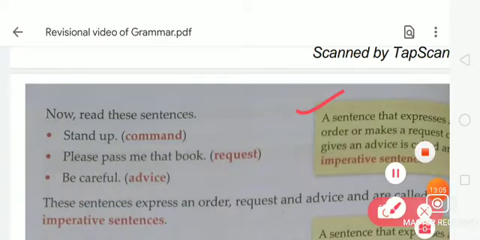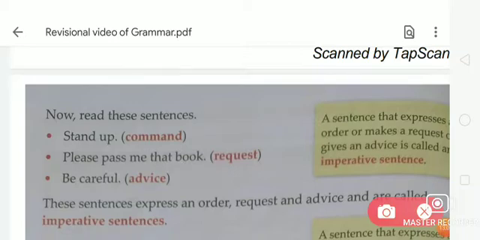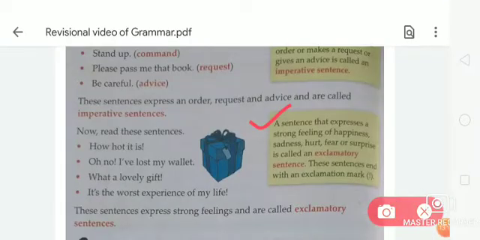Third will be imperative. A sentence that expresses an order or makes a request or gives advice is called an imperative sentence. And the fourth: a sentence that expresses a strong feeling of happiness, sadness, hurt, fear or surprise is called an exclamatory sentence. This sentence ends with an exclamation mark.